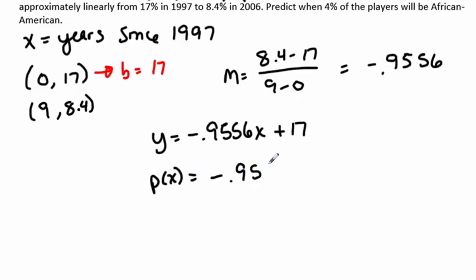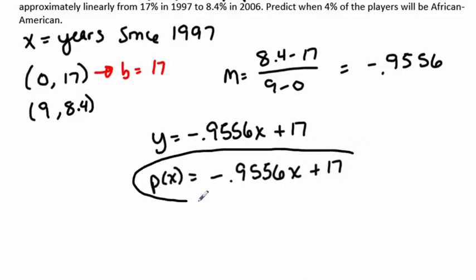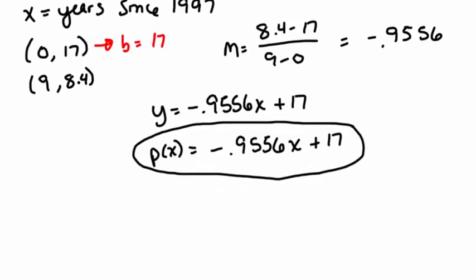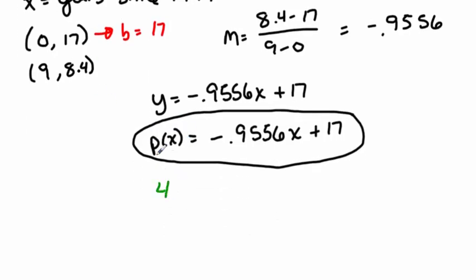The goal here wasn't just to write the equation. The goal here was to solve the equation for a value. So they didn't tell me how I had to write it, but it's always a good habit to put it in terms of the original variables. And let's get in the habit of writing things in function notation as well. What do I want to do now? Predict when 4% of the players will be African American. So we're going to plug in 4 for the percent, for p of x, and solve. So 4 equals negative 0.9556x plus 17.